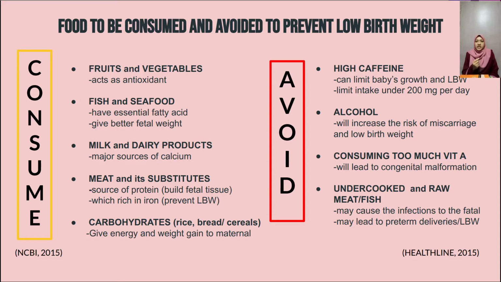Next, foods that need to be consumed during pregnancy are fruit and vegetables, fish and seafood, milk and dairy products, meats and their substitutes, and also carbohydrates. These must be consumed by the mother to give them energy and are also important for fetal growth. However, foods that need to be avoided include food high in caffeine, alcohol, and undercooked or raw meat or fish. These must be avoided because they can lead to infection and may lead to preterm birth.